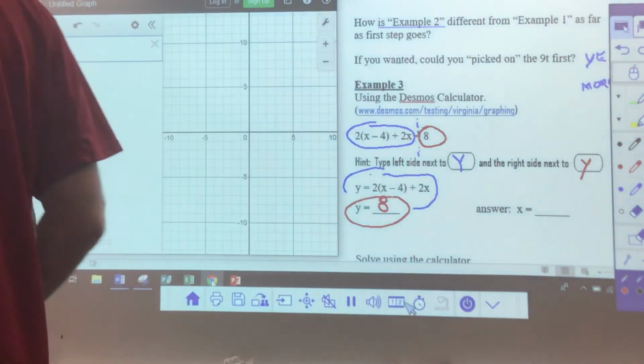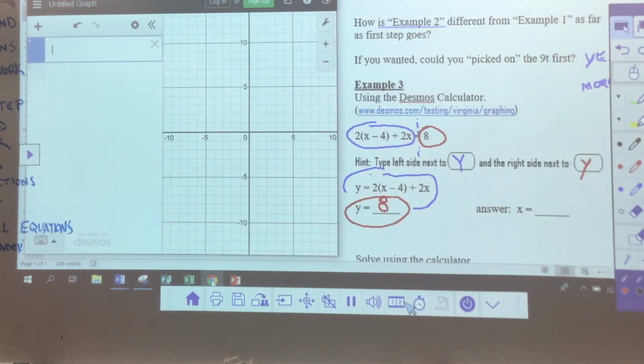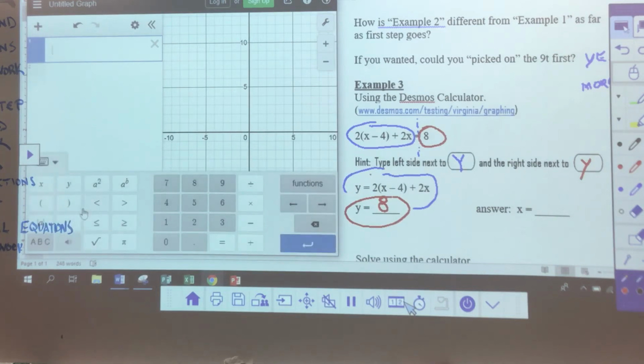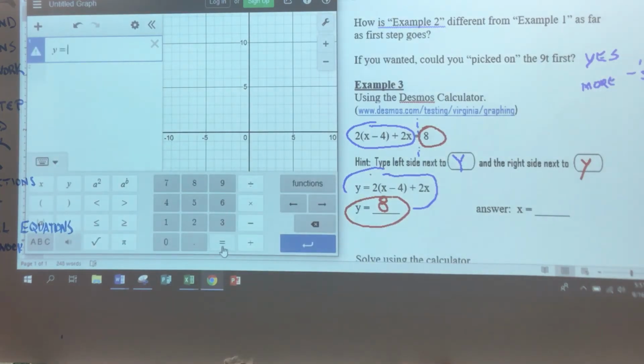So let me do that real quick. Okay. I'm going to use my little keyboard here. I'm going to have y equals, you guys can go ahead and type faster than I can, I think. 2 left parenthesis x minus 4, right parenthesis plus the 2x. Hopefully I'm typing this in correctly. Let me know if I don't. And then in the second box, what am I going to type in? y equals 8. Is that what I have on the board there behind me?